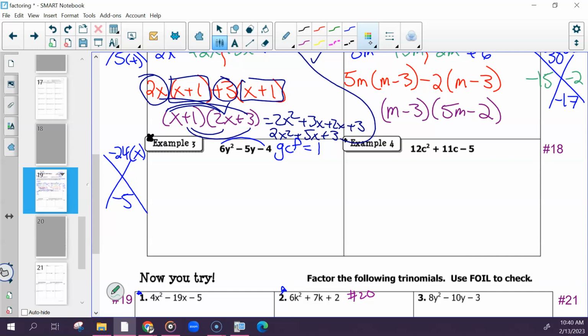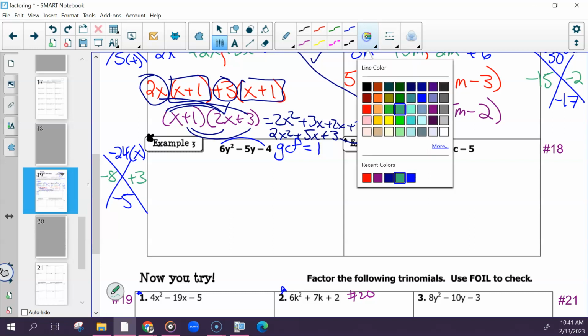What are some factors we found? Okay, those multiply to be 24. If I made one of them negative, would we get negative 5? Negative 6 plus 4, negative 4 plus 6. Okay, so what are some others? One of them has to be negative. Which one? 8, negative 8, positive 3. That would give us negative 24 and negative 5.